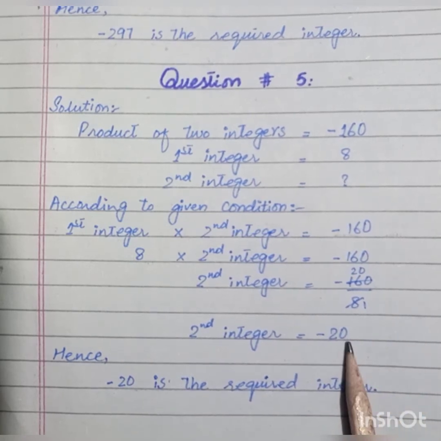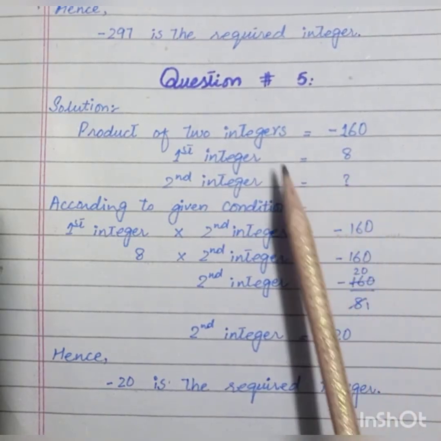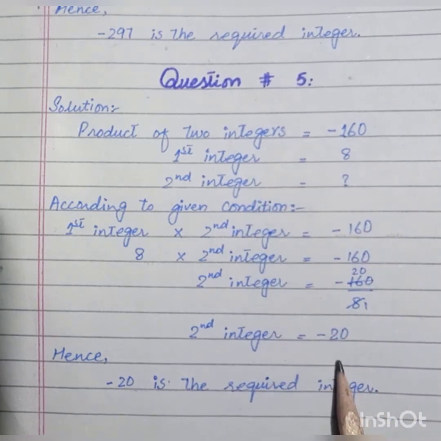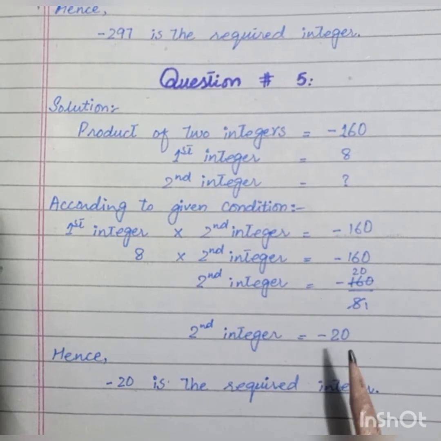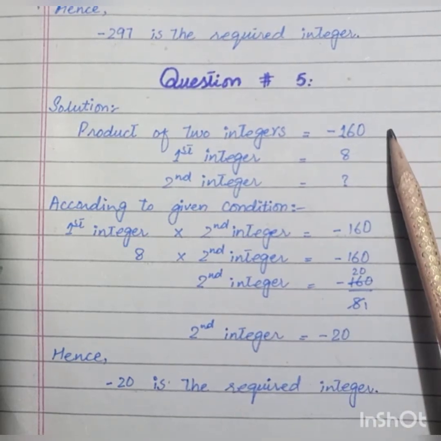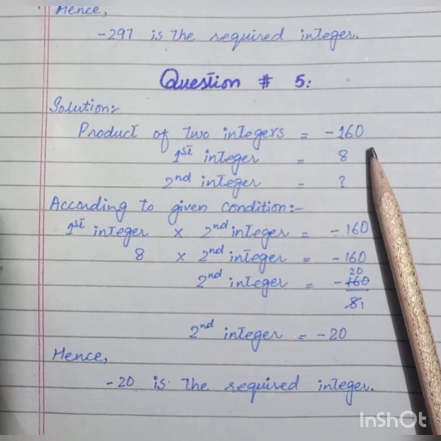स्टूडेंट्स, अगर हम माइनस 20 को 8 से मल्टीप्लाई करें, मीन्स फर्स्ट इंटीजर 8 है, सेकंड इंटीजर माइनस 20 है, अगर हम 8 को और माइनस 20 दोनों को मल्टीप्लाई करें सो आंसर ऑब्वियसली हमारे पास प्रोडक्ट ऑफ टू इंटीजर्स का माइनस 160 ही होगा.